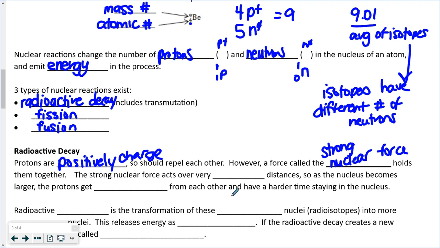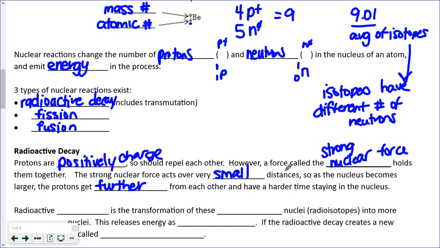That holds them together. The strong nuclear force acts over very small distances, short distances. So as the nucleus becomes larger, the protons get further from each other and have a harder time staying in the nucleus. So this is talking about big things that have lots of protons.